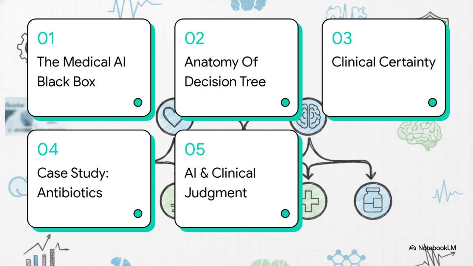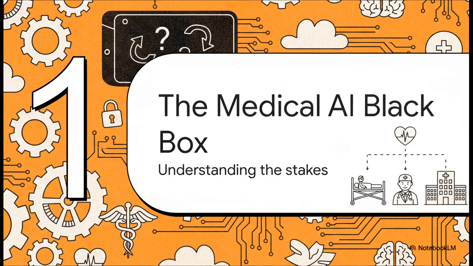To get there, we'll be looking at, first, the medical AI black box, then the anatomy of a decision tree, how we calculate clinical certainty, a real-world case study on antibiotic prescribing, and finally, how AI balances with clinical judgment. Let's start with Section 1, the medical AI black box.